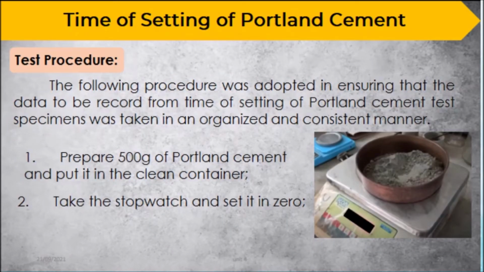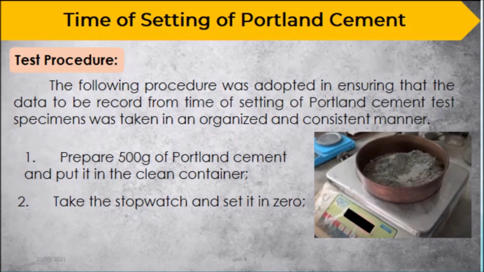So now let's have the test procedure. The following procedure was adopted in ensuring that the data to be recorded from the time of setting of Portland cement test specimen was taken in an organized and consistent manner. First is to prepare 500 grams of Portland cement and put it in a clean container. Even ordinary Portland cement is okay.